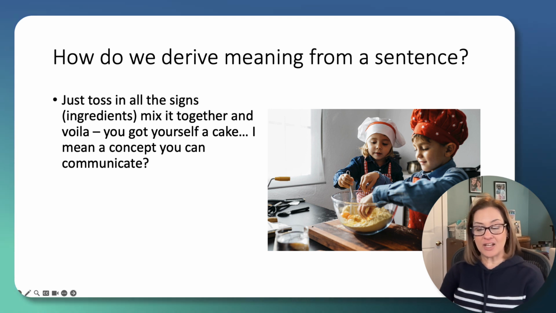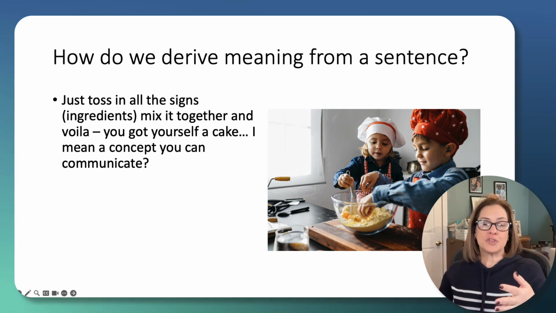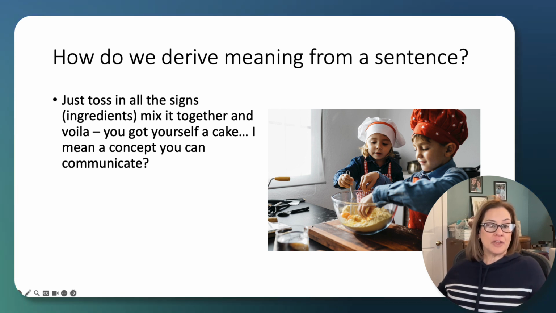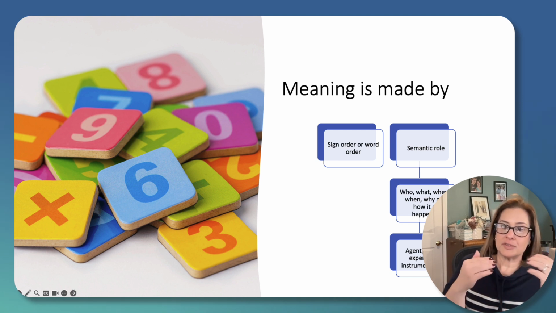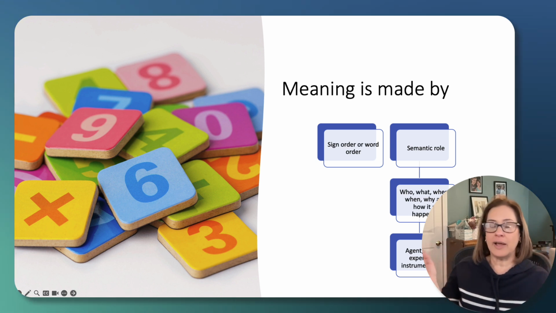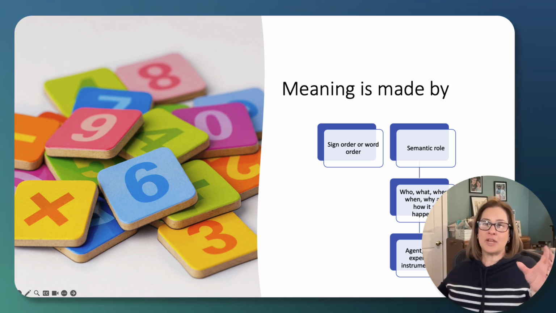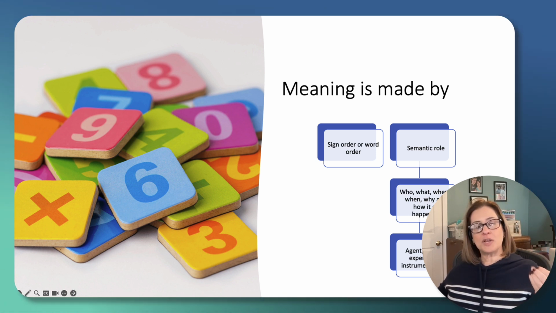And how we do this in English is not that different, in that the order that we put the words in and sort of that recipe for the sentence is ultimately what the meaning is. And we can put words in different orders because we mean different things, or we want to focus on different things. And so meaning is made by the sign order or word order, the semantic role, the who, what, where, when, why, how it all happened, as well as the agent, patient, experiencer, instrument, cause. So all of the information in that complete thought is a well-designed recipe for communicating that thought to a person.